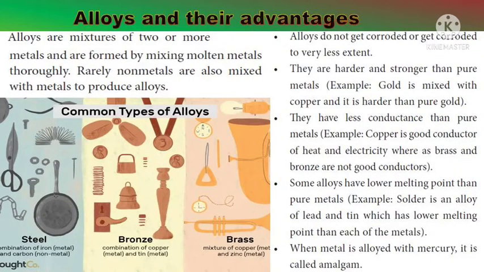The second one is they are harder and stronger than pure metals. The third one is they have less conductance than pure metals. The fourth one is some alloys have a lower melting point than pure metals. The last one is when a metal is alloyed with mercury, it is called amalgam.